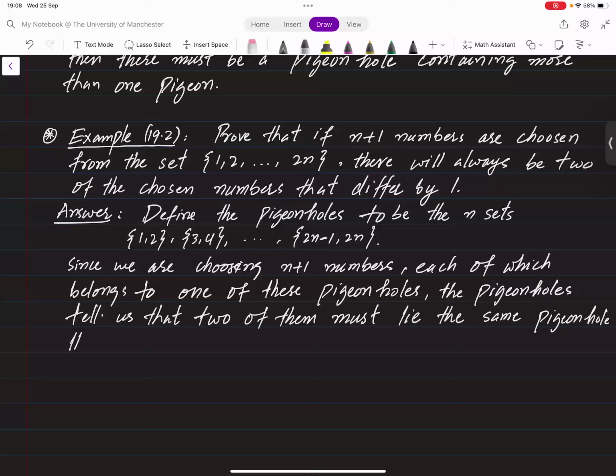Okay, and these two will then differ by 1. Perfect. Okay.